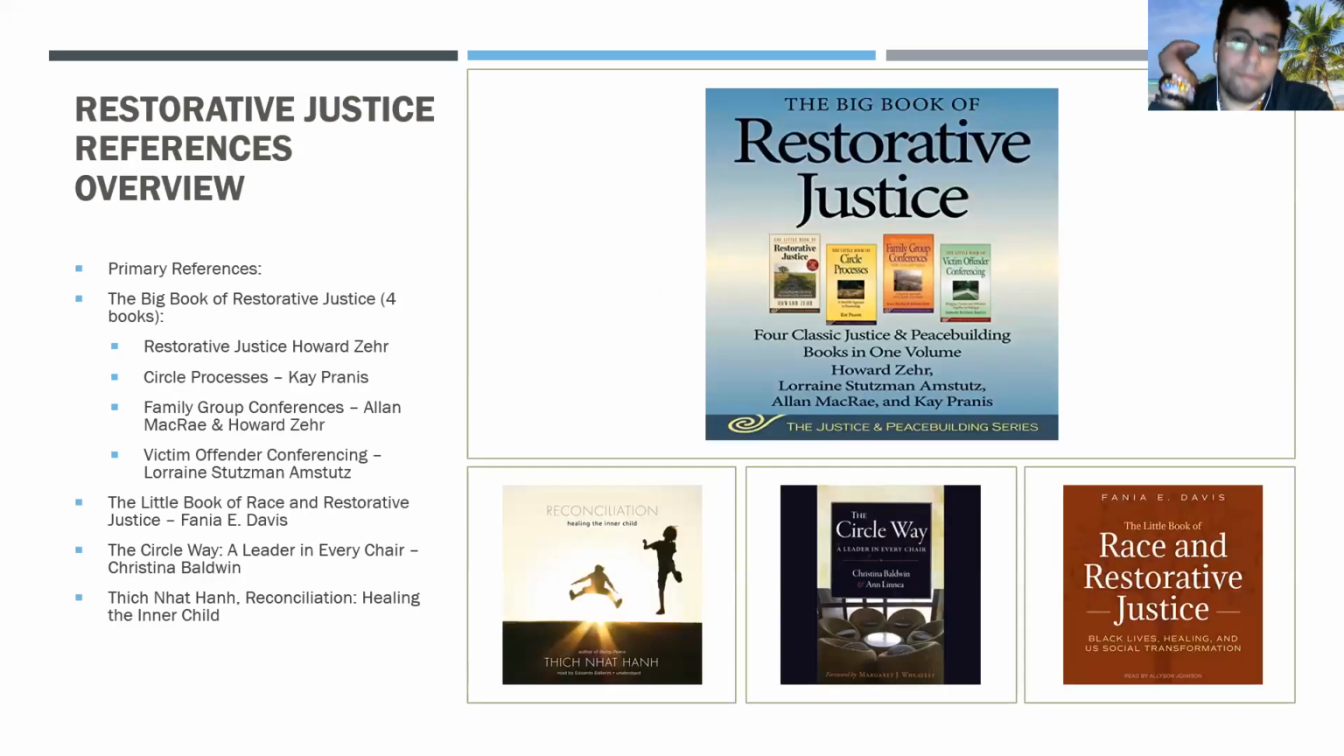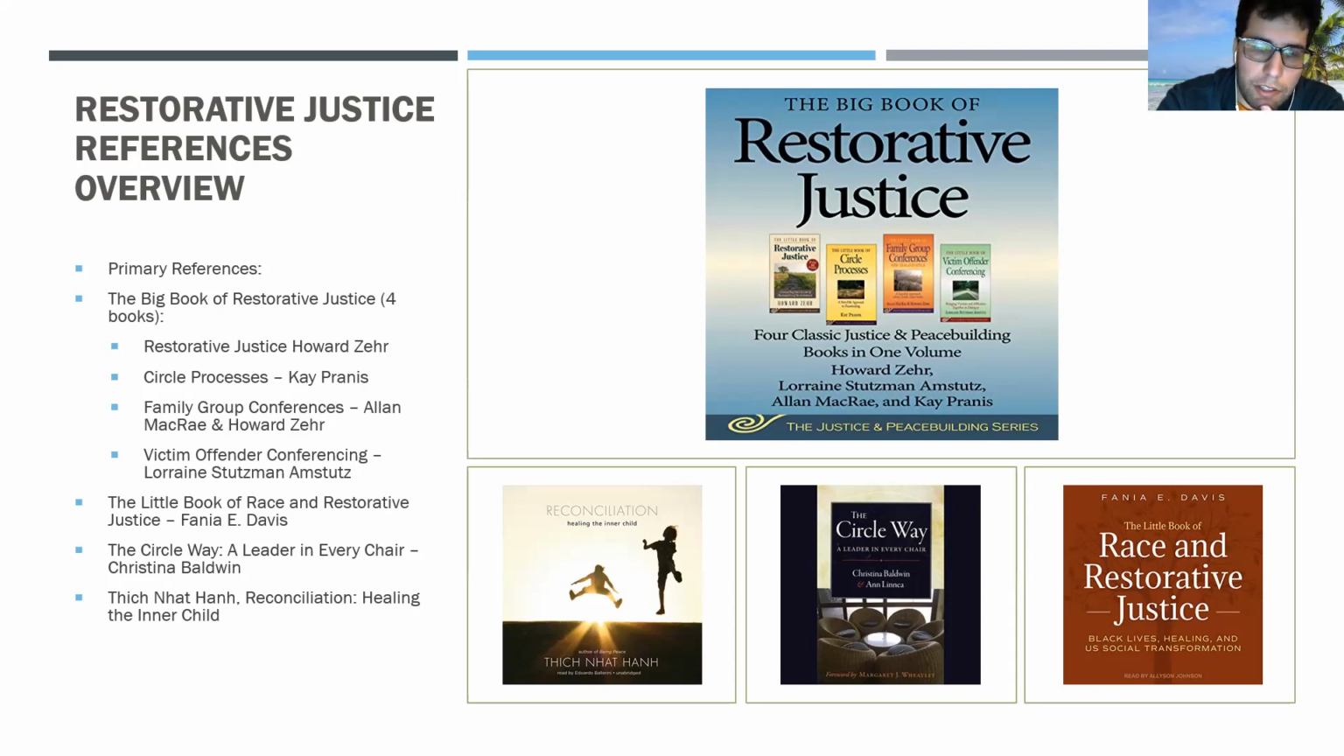So for this, there's quite a few books that were referenced. I really recommend each of these in different ways. The Big Book of Restorative Justice is an audiobook that has like four of them mashed together, and it's a really helpful collage. The two that I'm primarily focusing on in this are Restorative Justice by Howard Zehr and Circle Processes by Kay Pranis.